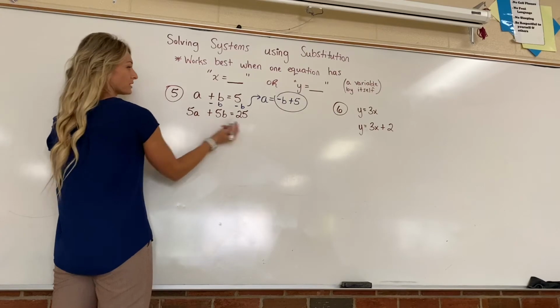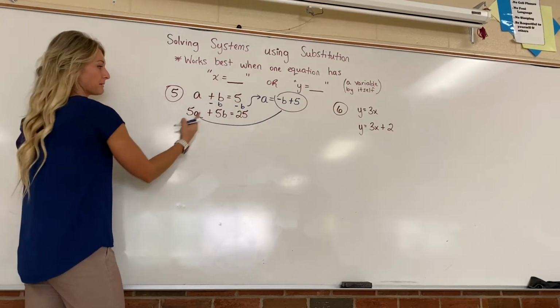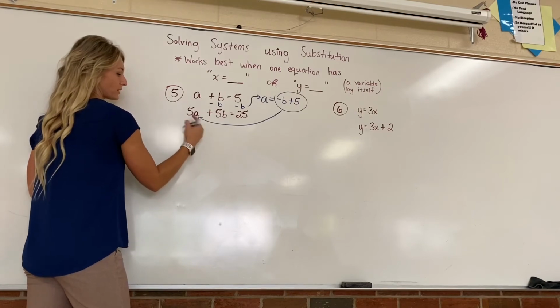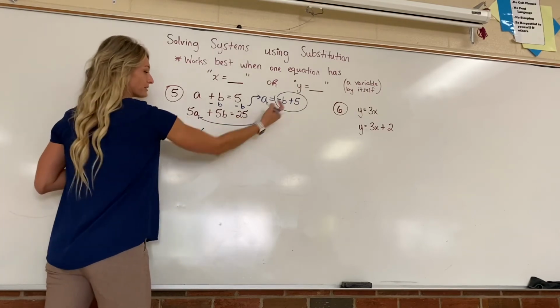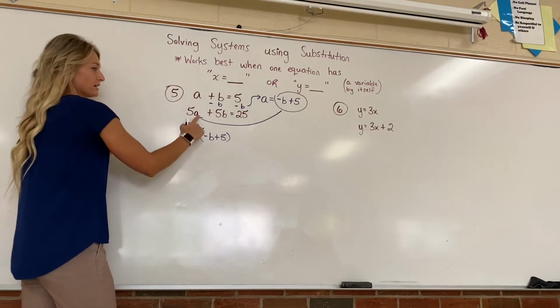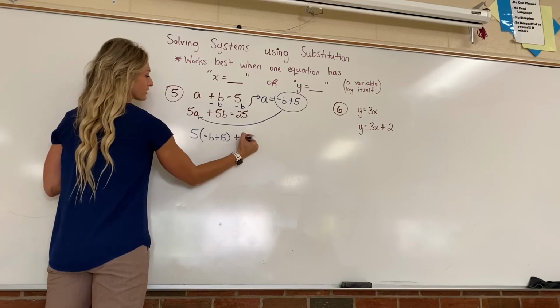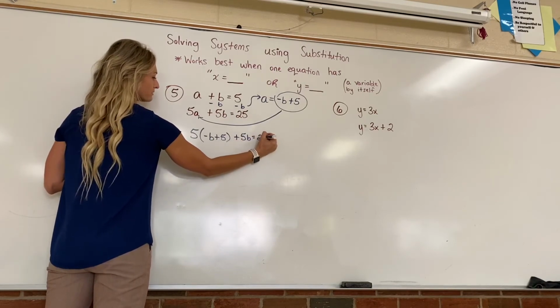Okay, so my a's right here. So I'm going to take this and plug it in for the a. I copy it down, and when I get to the a part, I put parentheses and put all of that in there. Okay, so that's a. And then I copy down the rest of it, so it'd be +5b equals 25.